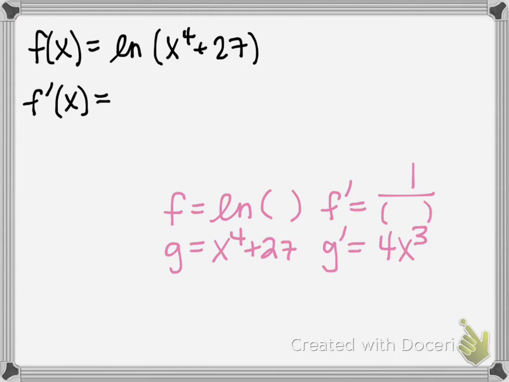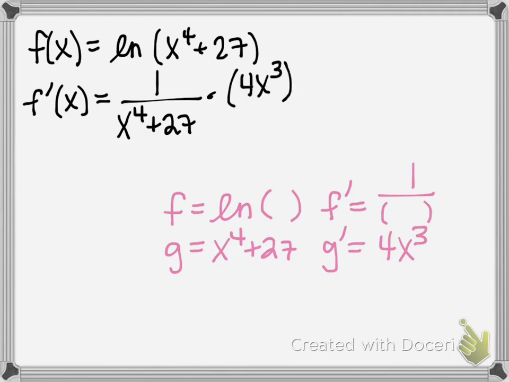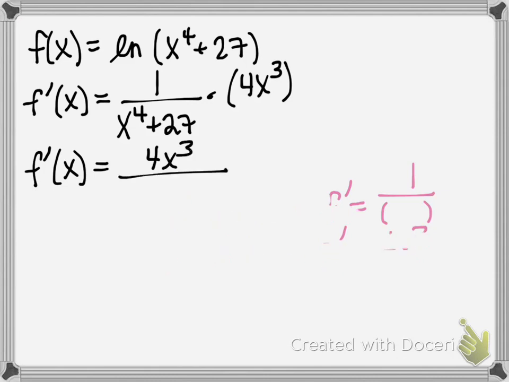So using the chain rule, the f prime would look like 1 over x to the fourth plus 27, and then we would chain on with multiplication, multiply by 4x cubed. So in other words, we'll end up with 4x cubed divided by x to the fourth plus 27. So we'll use this form of our derivative to find our critical numbers.